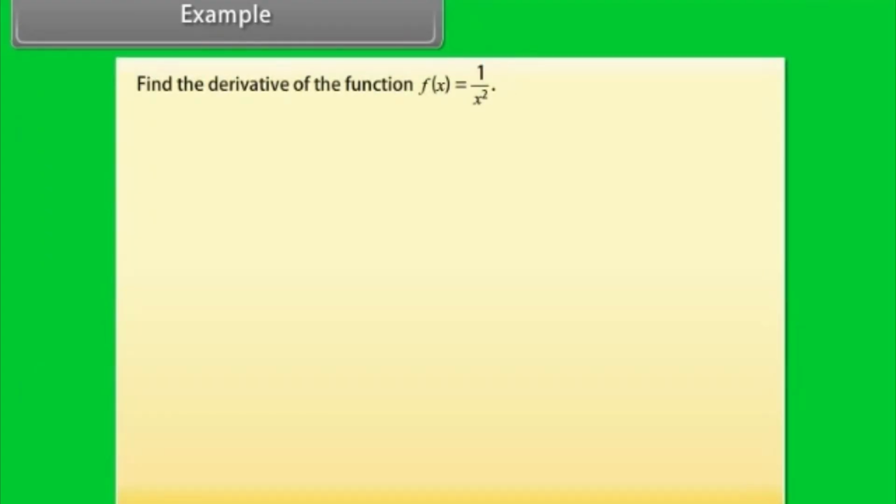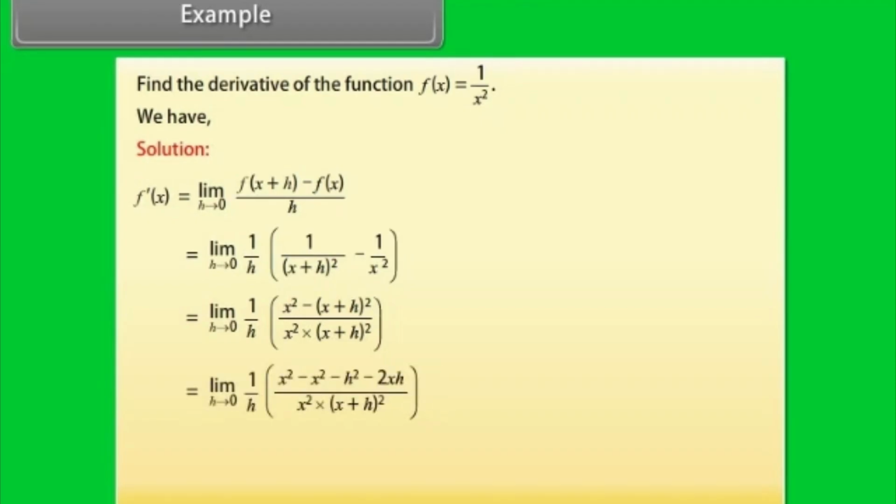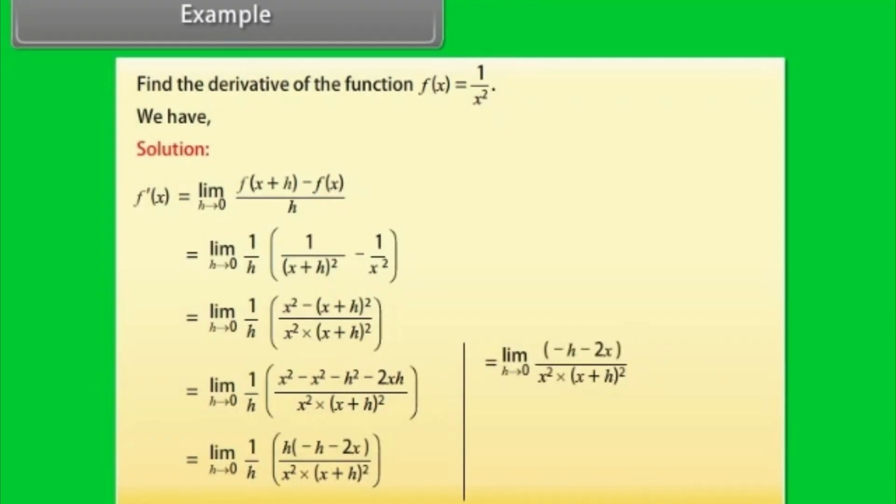Find the derivative of the function f(x) = 1 upon x square. Solution. We have limit h tends to 0 of [f(x + h) - f(x)] divided by h, which is equal to limit h tends to 0 of [1 by (x + h) whole square - 1 by x square] divided by h. By calculating it, we get f dash of x is equal to minus 2 by x cube.